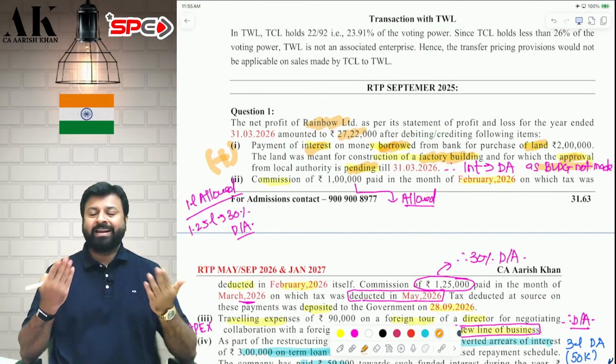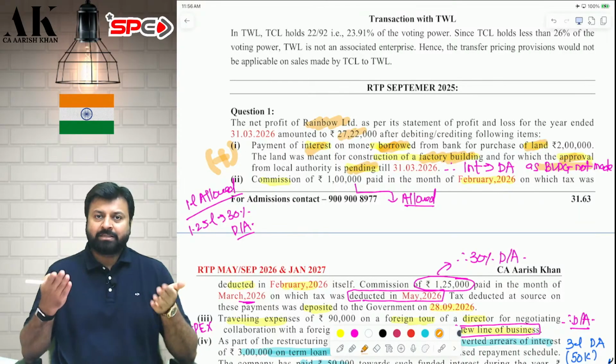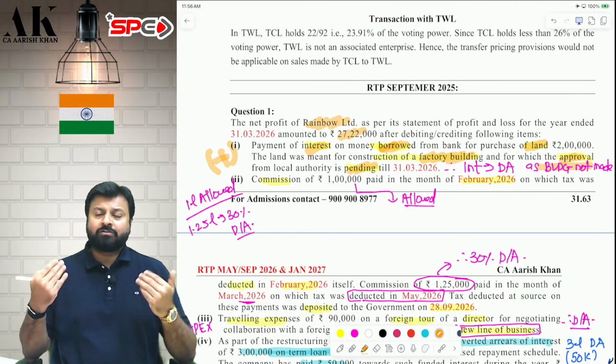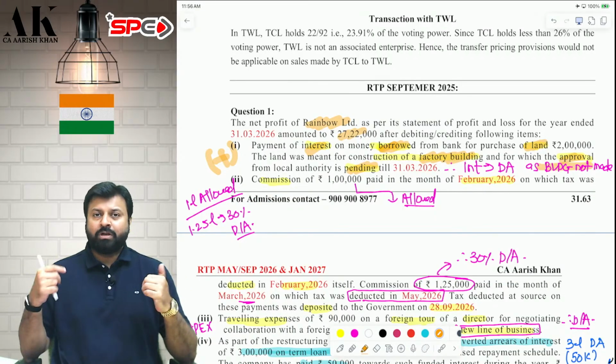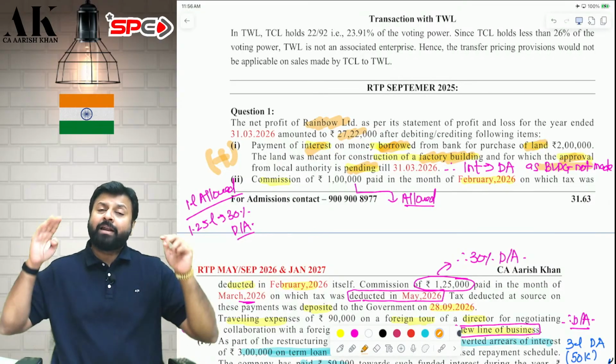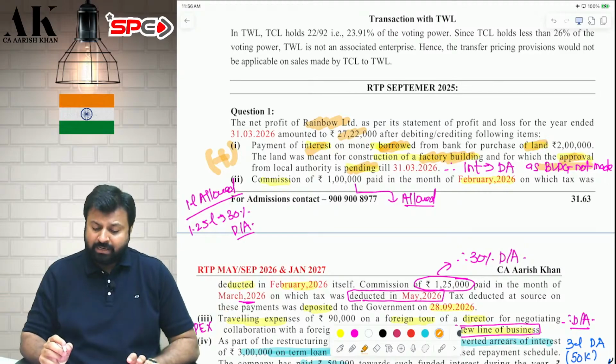Whenever the building is ready, the interest will be capitalized till the time the building is put to use. After the building is put to use, interest will be allowed as deduction. So as of now, because the building is not ready and the approval is not received, you have to disallow this interest. You have to capitalize this interest. Whenever it is ready in the next year, you can claim that as depreciation.